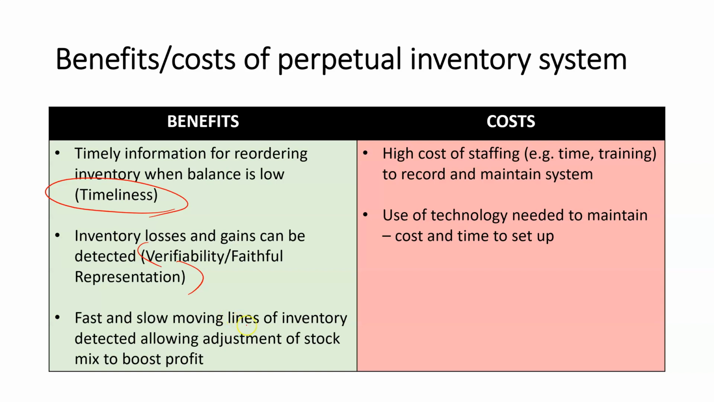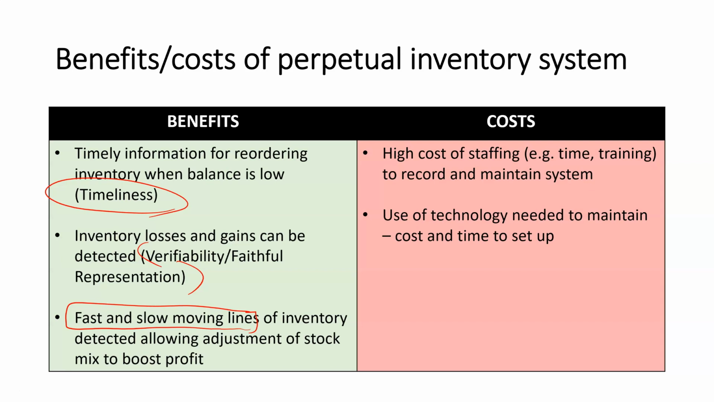And we can also detect which lines of inventory are fast or slow moving, so which ones are selling really well and which ones maybe not so much. And that allows us to adjust what we call our stock mix. So in other words, stock more of the fast moving items, stock less of the slow moving items, and think about where we place them in the business to try and boost sales and profit.